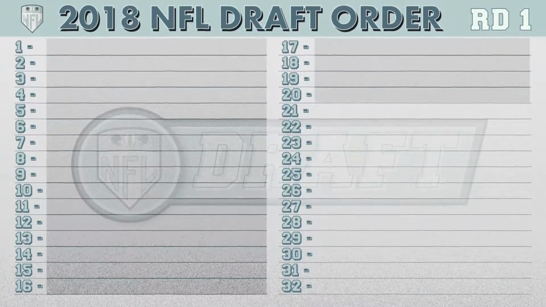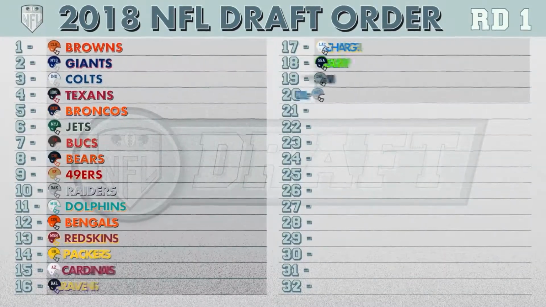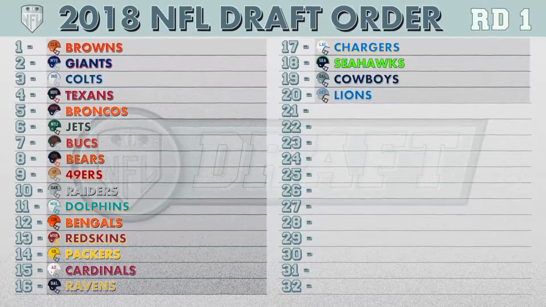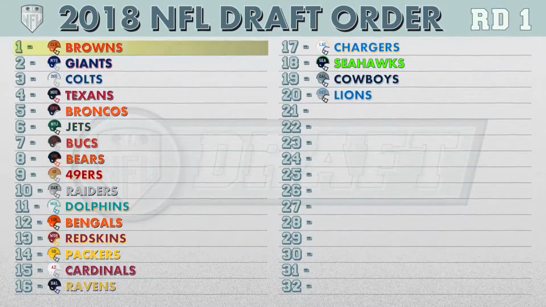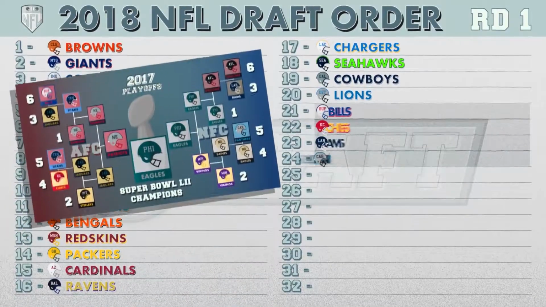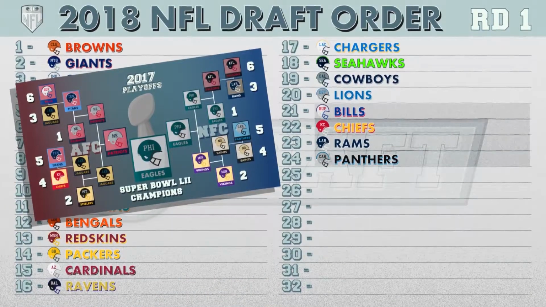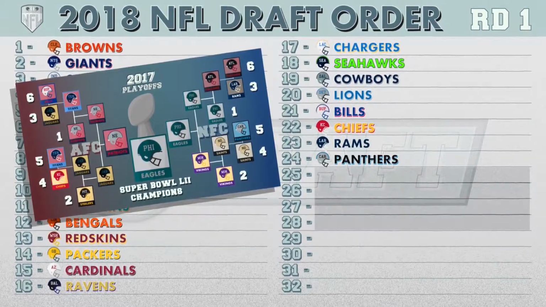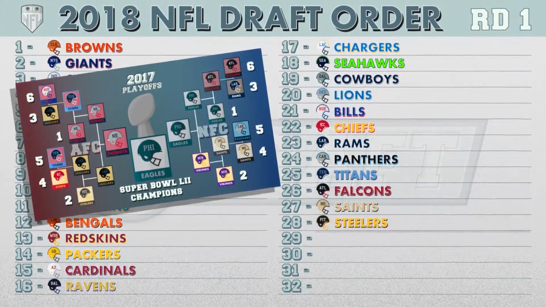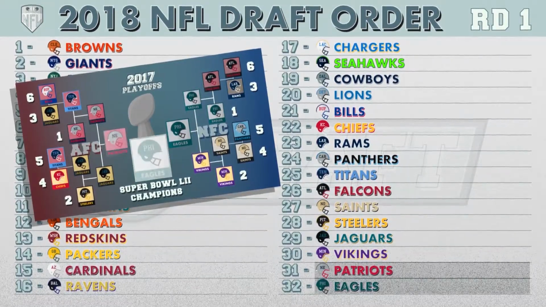Picks 1 through 20 are for non-playoff teams based on their regular season record going from worst to best. So, in 2018, the Cleveland Browns were given the number 1 pick. Spots 21 through 24 are the teams who lost in the wildcard round, ranked on their regular season record from worst to best. 25 through 28 are the divisional playoff teams who lost, and spots 29 and 30 are for the conference championship teams who lost. Finally, the Super Bowl champs pick last.